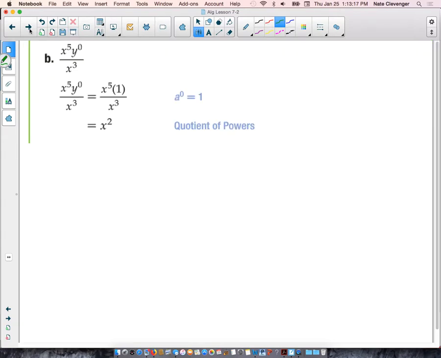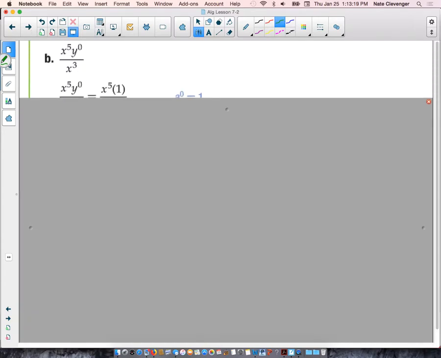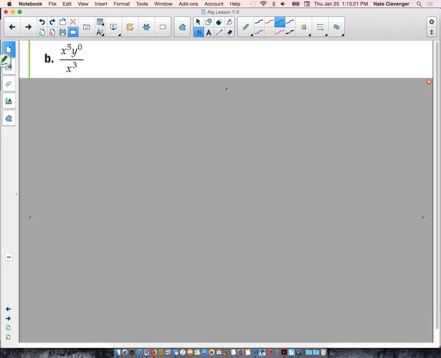Alright, looking at this, let me cover that up. Yeah, but there could be a negative on the outside. You have the y to the 0 in the problem to begin with. Since you have something else with it, couldn't you just write x to the 5th without the y to the 0th and it'd be the same thing? Yeah. And then apply your quotient of x to the 2nd.